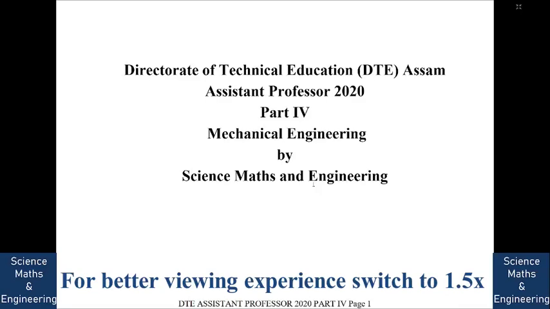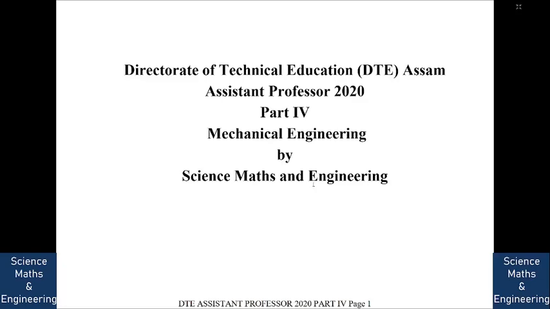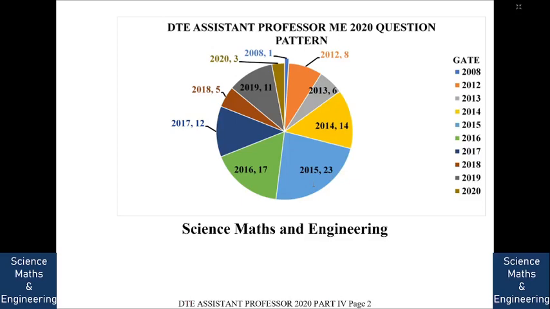Today we are going to solve the fourth part of this mechanical engineering paper, the examination for which was conducted by the Directorate of Technical Education Assam for the post of Assistant Professor in 2020. Now, as we have already discussed, all these questions of this paper are from previous year GATE question papers, and a pie chart is shown to give us the information of the number of questions that came from each year.